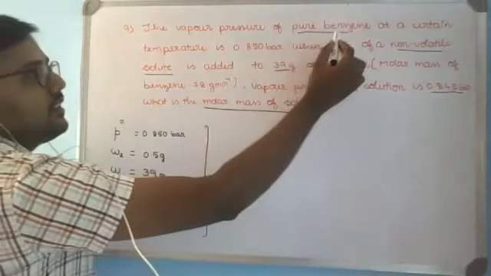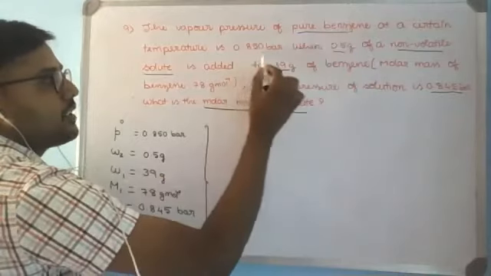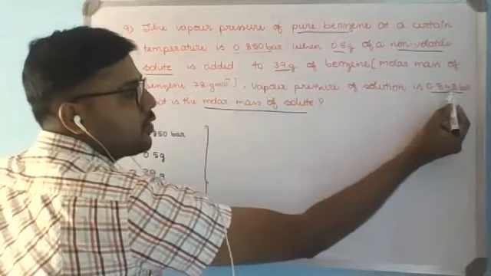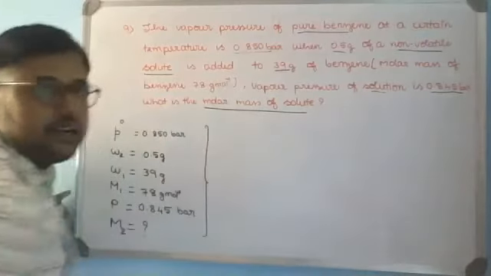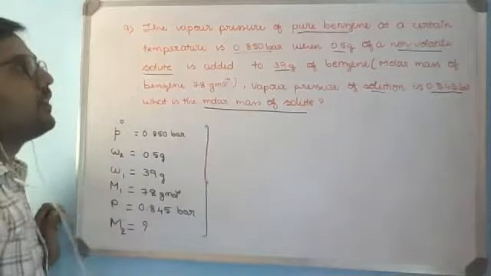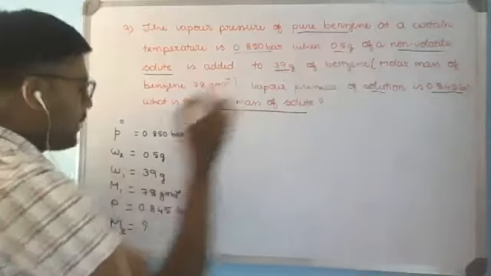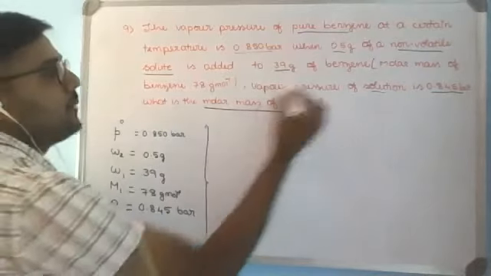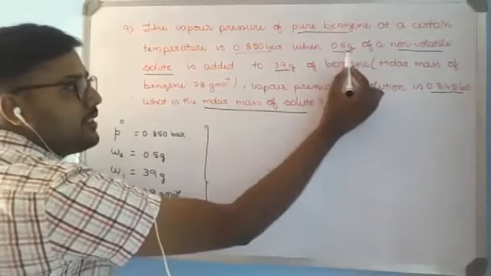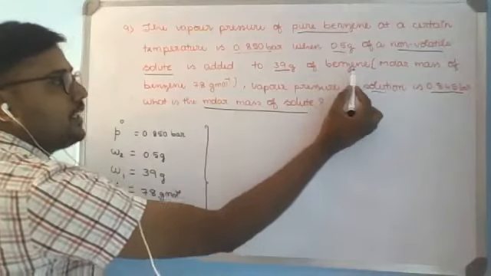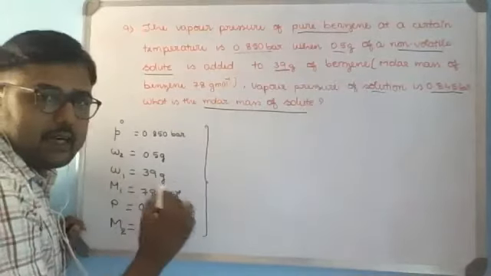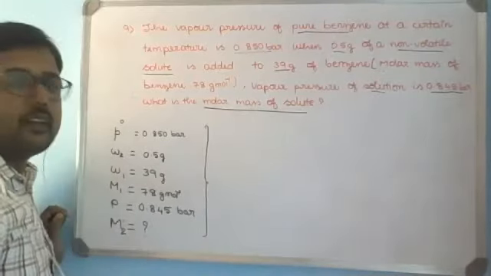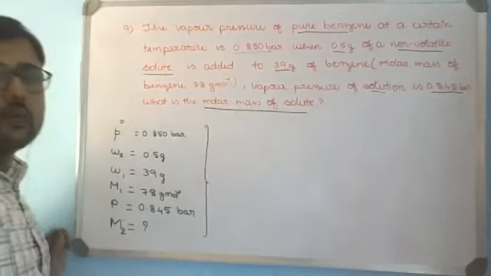So pure benzene is the solvent, its vapor pressure is P naught, 0.850. Then the vapor pressure of the solution is 0.845 bar, that is P. The mass of solute is 0.5 grams, W2. As one is the solute, the other is the solvent, hence the mass of solvent, W1, is 39 grams. Molar mass of benzene is given as 78 gram per mole. So we need to find the molar mass of solute.